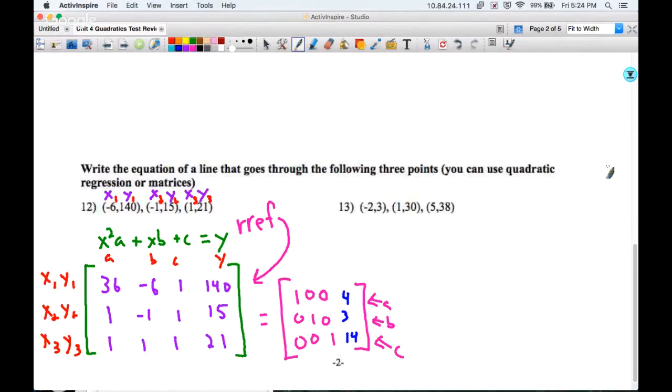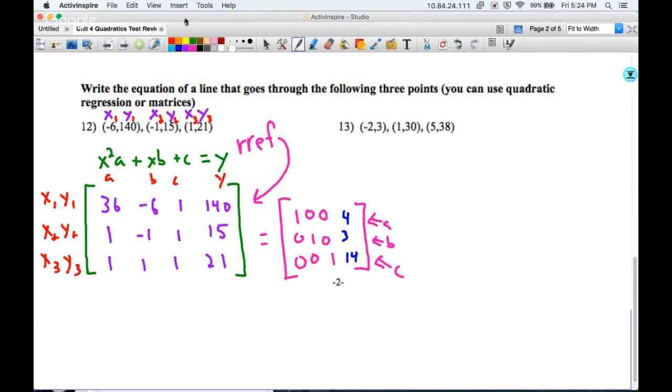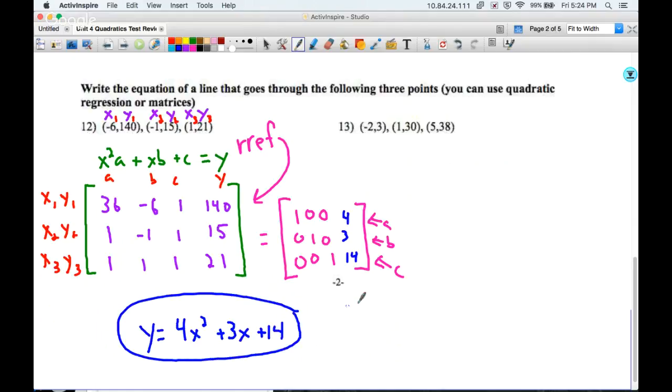All right, and so now we want to write the equation of a line that goes through those 3 points. Here's how we're going to write that equation. We're going to say y equals 4x squared plus 3x plus 14. And we're done.